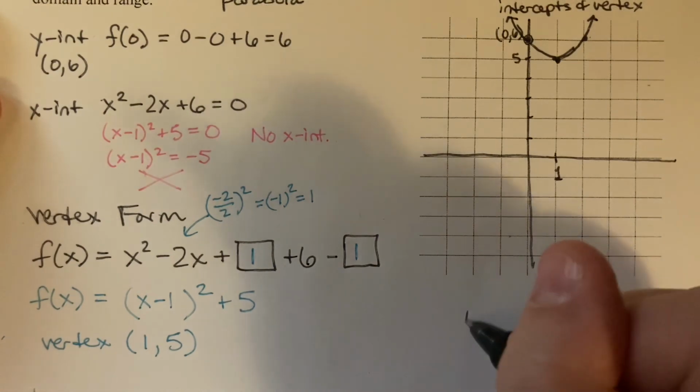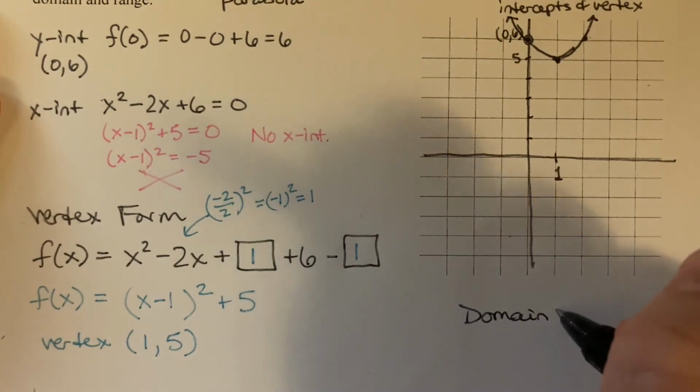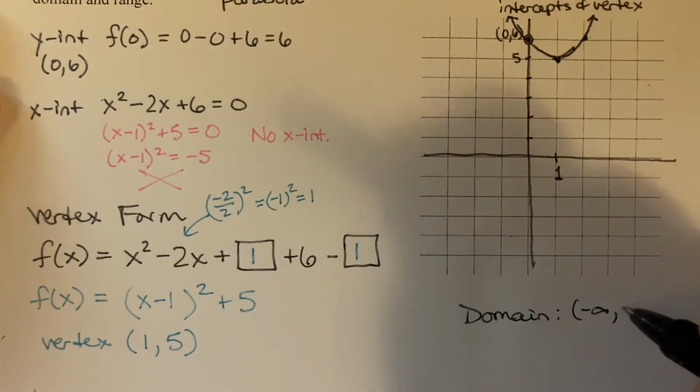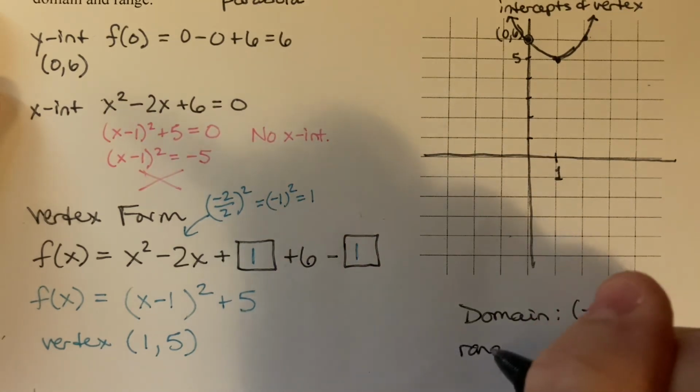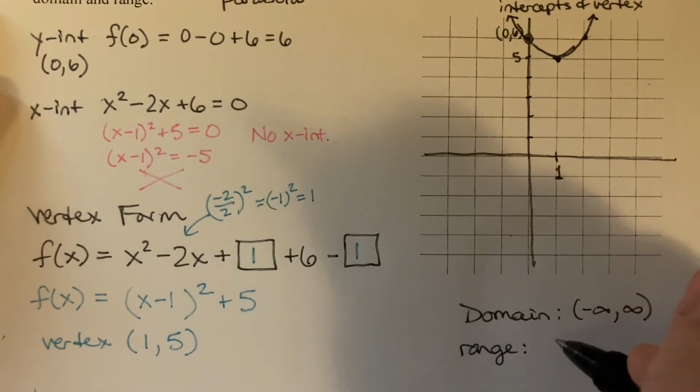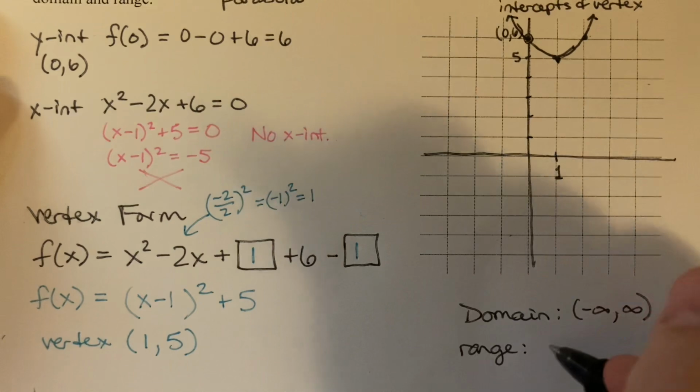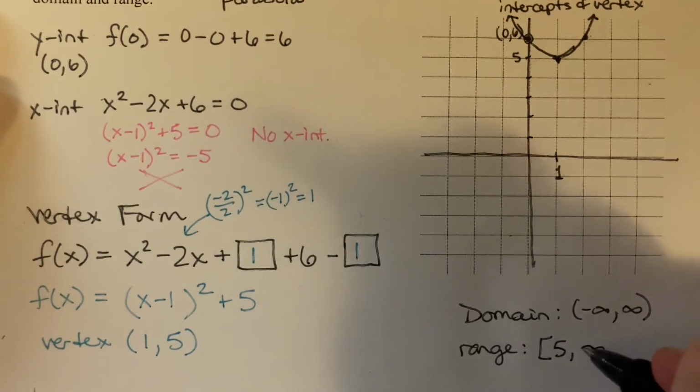Last step is domain and range. Domain, negative infinity to positive infinity. Range goes from the lowest y value, which is 5, and then it goes up to infinity.